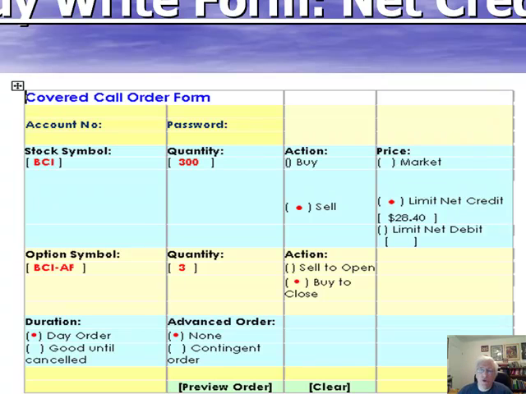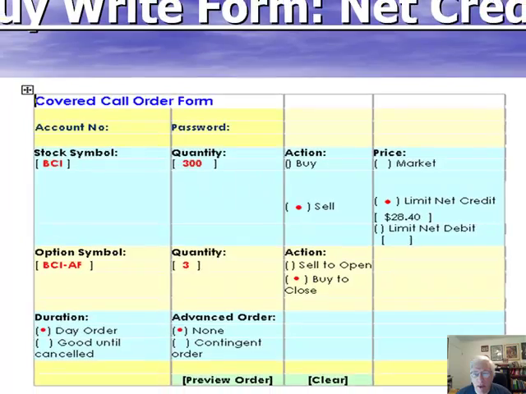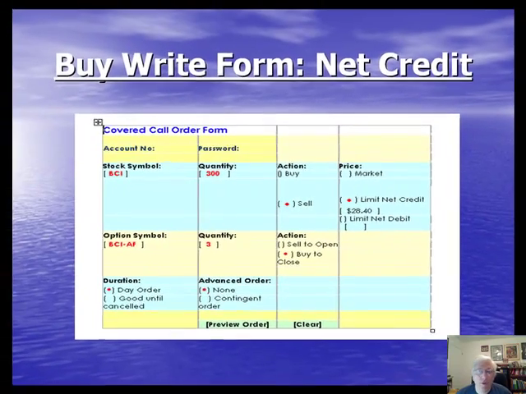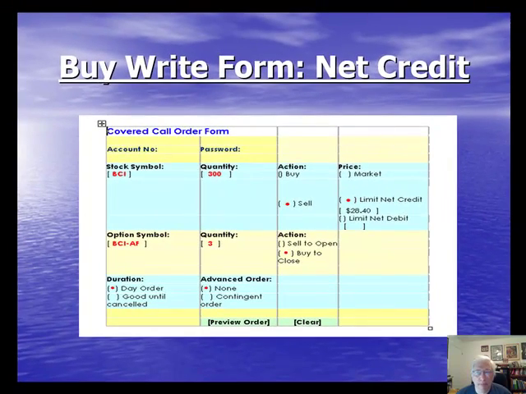So in this case, if the trade was executed at $28.40 and the net debit was executed at $27.50, we have a profit of 90 cents per share, or $90 per contract, $270 for the 3 contracts. Now, there are some commissions, but because we're using an online discount broker, those commissions are negligible.